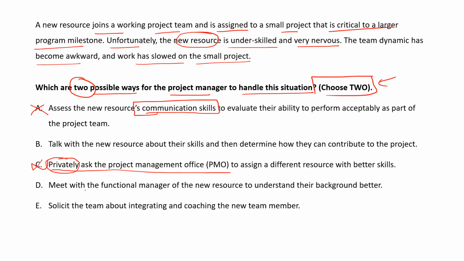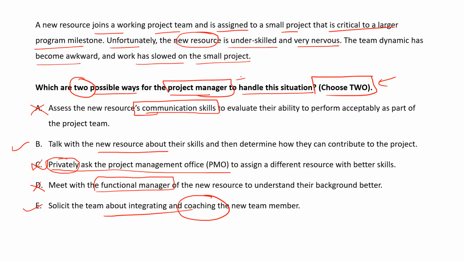And now the problem is in the team member. So meet with the functional manager of the new resource to understand their background better. Why do I have to go to his manager? The problem is in the person, so I have to talk to the person directly. Why go to his functional manager? In that context, this is also wrong. So the remaining answers are B and E: talk with the new resource directly, as we said, and then think about what type of coaching they need, so we can provide that. That is the task of the project manager. What is it? Facilitation. You have to facilitate as a project manager, and B and E reflect the approach of facilitation.